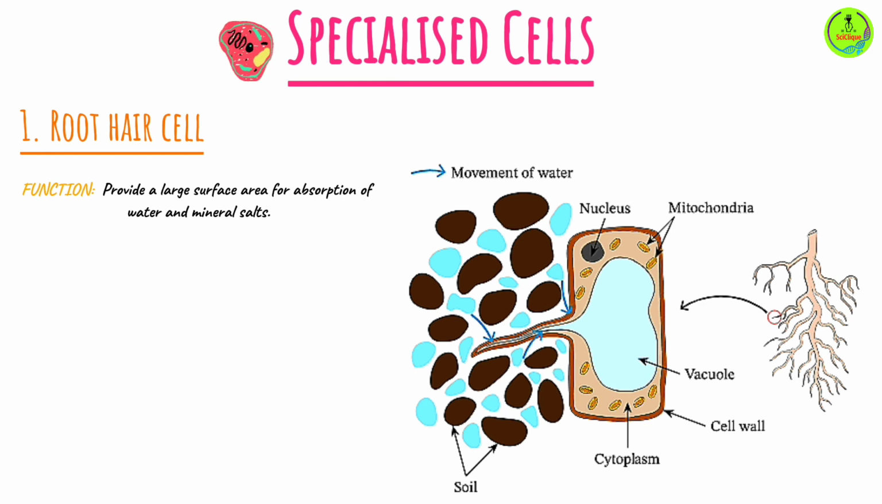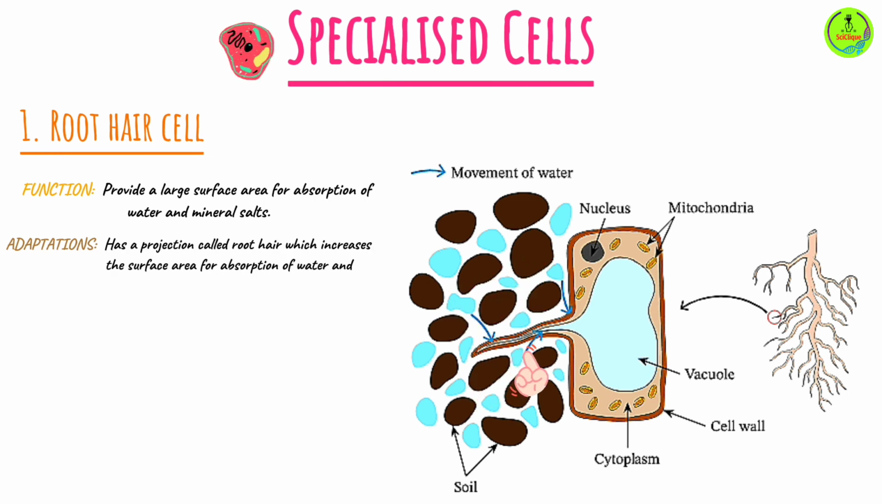Now, how is the root hair cell adapted to performing its function? Number 1, it has a projection. This projection is known as the root hair. Now, this increases the surface area for absorption of water and mineral salts. The larger the surface area, the more water and mineral salts that can be absorbed. So the better for the plant. It also has a large sap vacuole for accumulation of water and mineral salts.